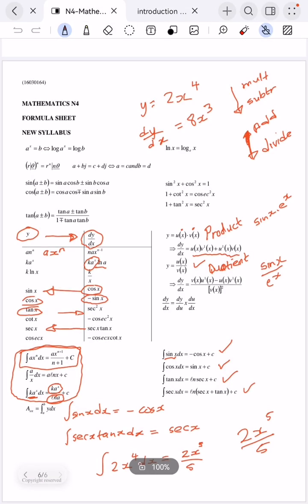Because if you check the formula sheet there, it says k a exponent x. Then the answer, it still has k a exponent x ln a. They don't say ln k a. Do you see?